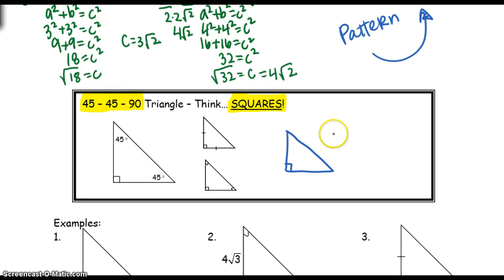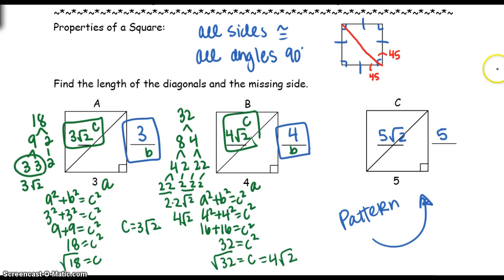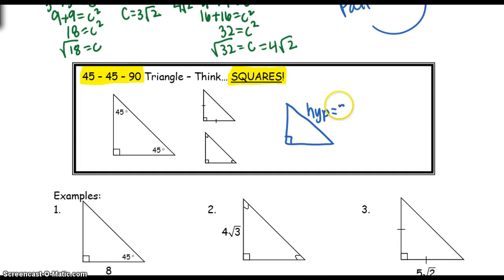Across from the 90-degree angle is always your hypotenuse. And to find the hypotenuse, what did we do? We took the side and we multiplied it by root 2 in all 3 of these examples. So we're going to do the same thing here. It's going to be the side times root 2. And then we'll just call these the sides. And since they're the same, we'll just label them the same as side and side.